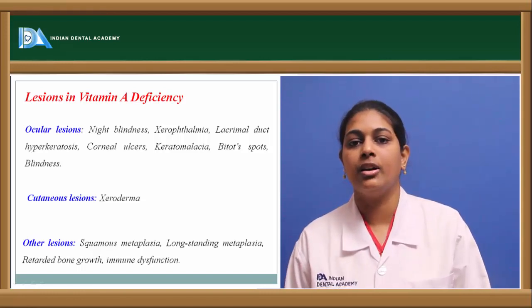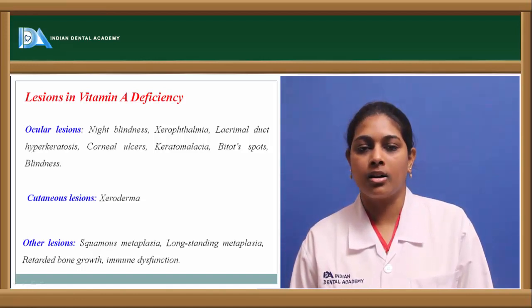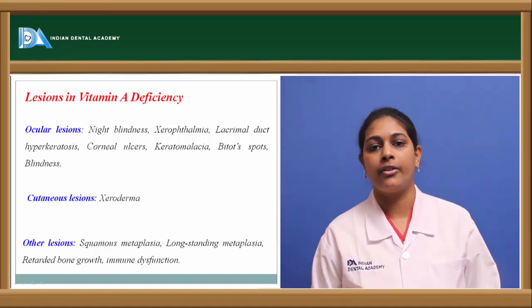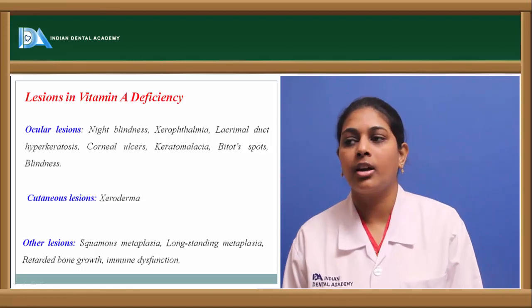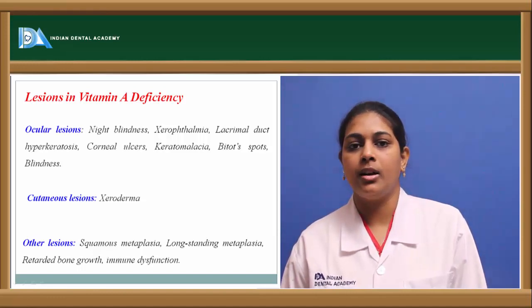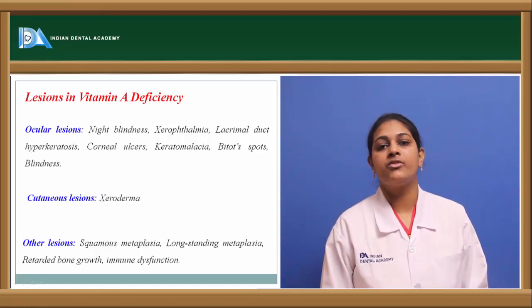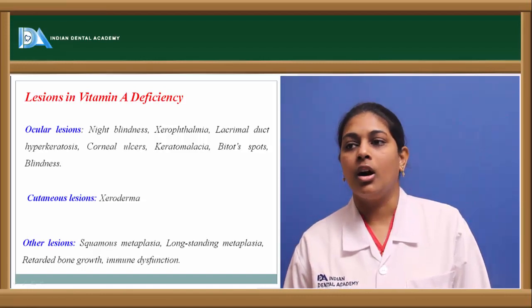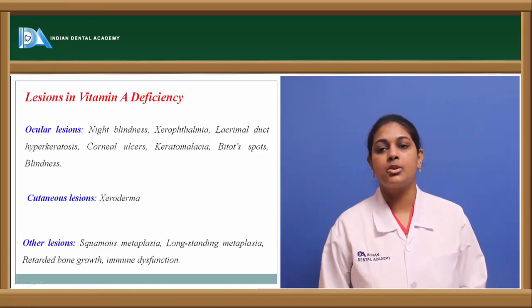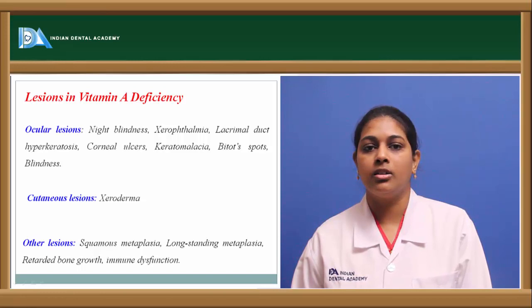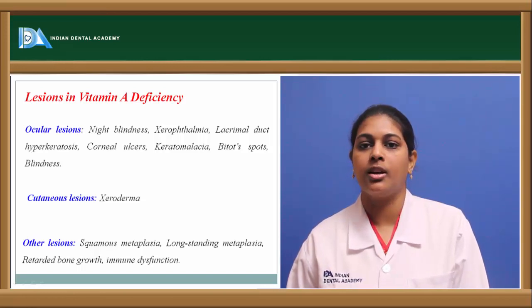Next is keratomalacia, where there is plugging and increased keratin production, resulting in keratin plugging as well as hyperkeratosis. Bitot's spots are another feature. Bitot's spots are focal triangular opacities present in the eye, and along with the hyperkeratosis they might result in blindness of the patient. So vitamin A serves a major role in vision, and any deficiency might result in certain ocular lesions. Since vitamin A also maintains the epithelium, there are certain cutaneous lesions associated with its deficiency.